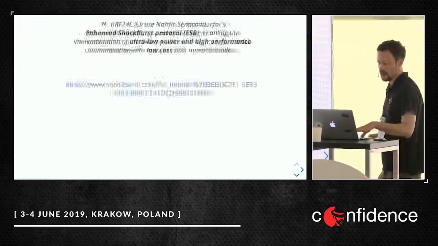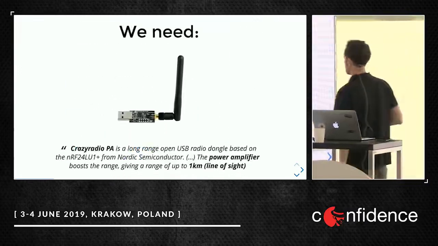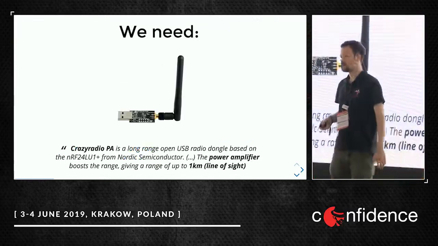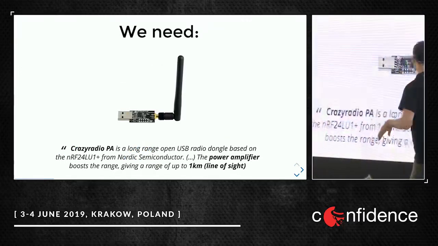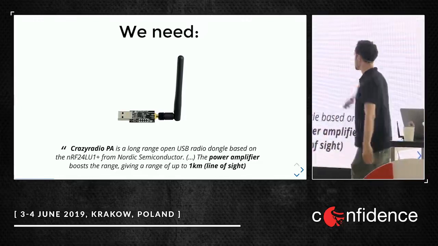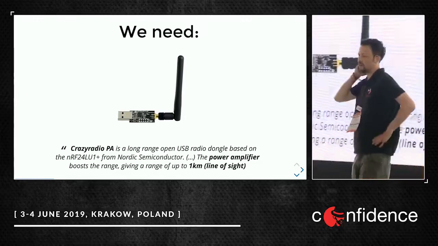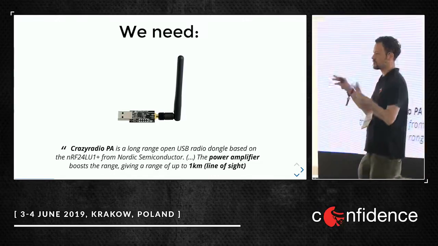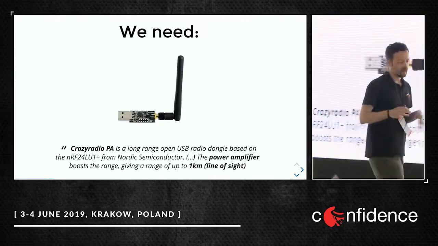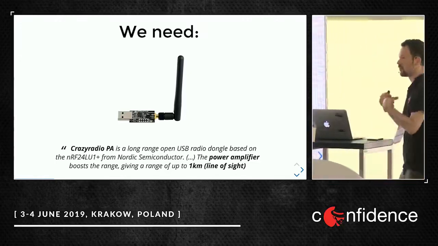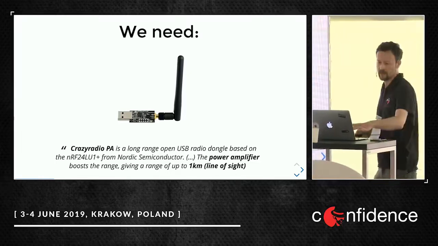And what do we need? We need, for example, this stuff. This is normally used to control drones. There is a Swedish company which sells this stuff. It has a power amplifier, an external antenna, and it has a range of 1 kilometer. I'm not sure if I can inject a keystroke from 1 kilometer, but I tried it at home from behind the wall and it worked.